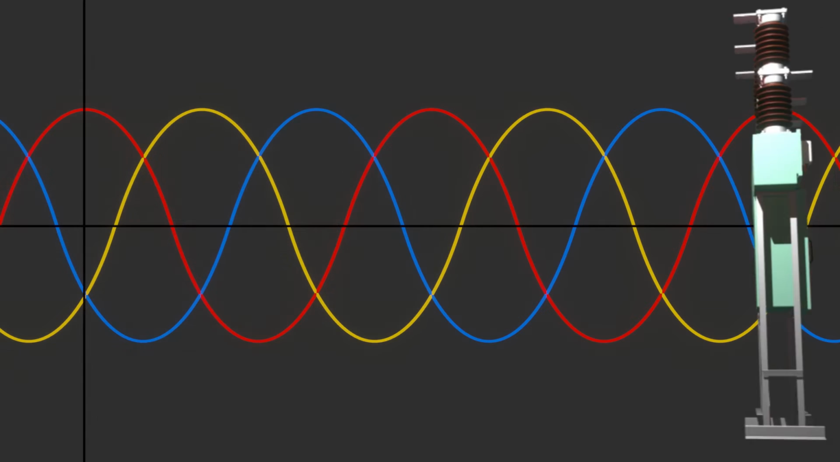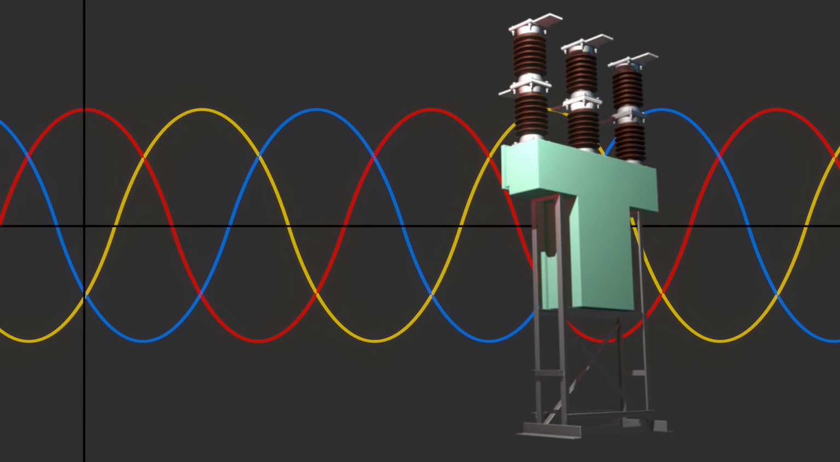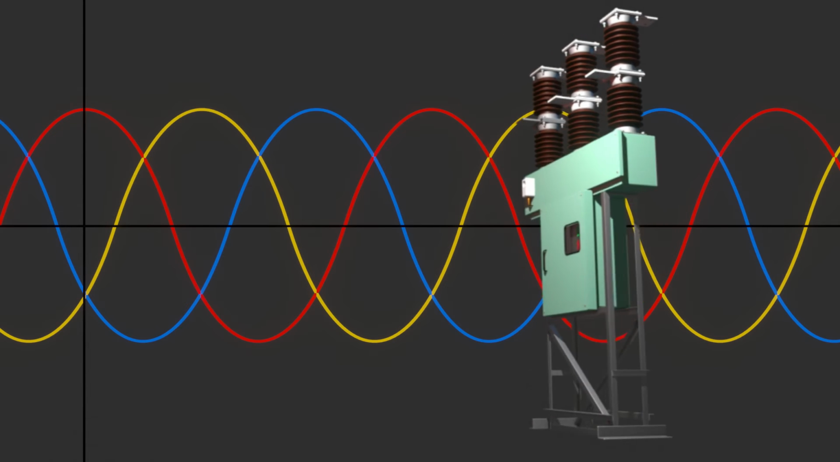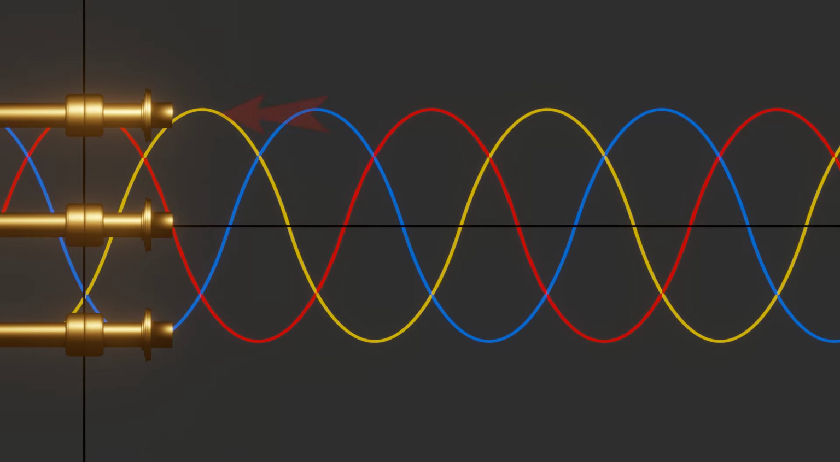Now, consider a three-phase circuit breaker that has three poles, each pole connected to one phase of the system. Let's assume this is the fixed and moving contact assembly of a circuit breaker for the red phase pole. This is the yellow phase pole, and this is the blue phase pole. We are not going to show the entire circuit breaker structure here. We are only showing the context for better understanding.